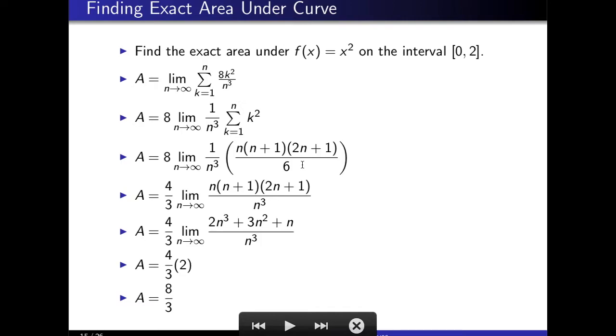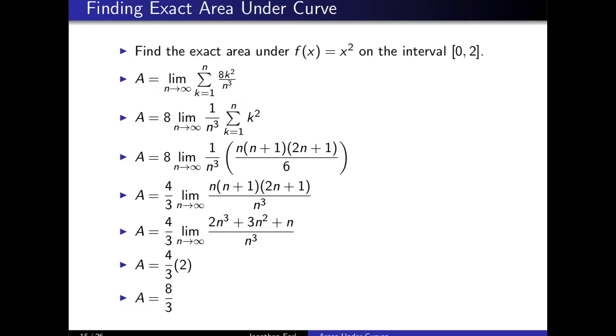Where this comes from isn't important, but we'll just take it as magic for now. Okay, so we've now evaluated the sum, we just need to evaluate the limit. So we can put the 6 out in front and make it a 4/3. And we now have that our area is going to be 4/3 times the limit as n goes to infinity of the polynomial of this rational function.